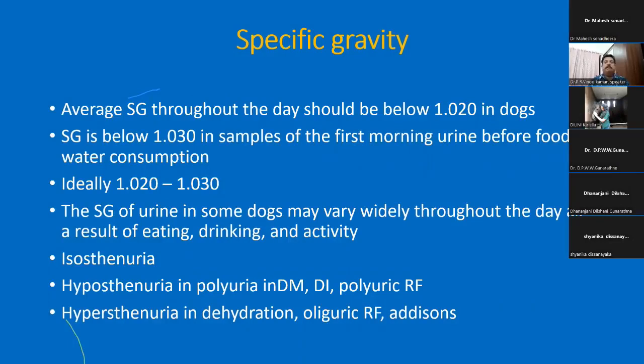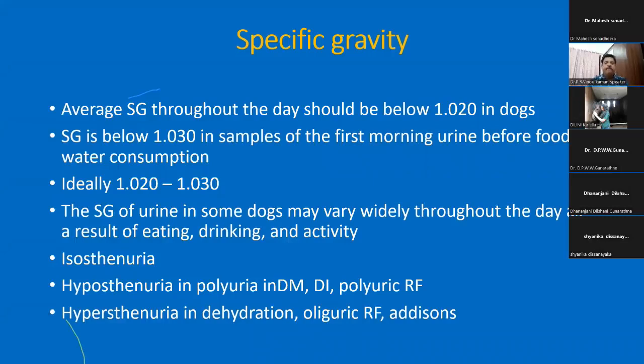If the specific gravity of the urine increases, we say it is a concentrated urine, as in oliguria. And if the specific gravity of the urine decreases, we say it is a dilute urine. It could be polyuria. And specific gravity of urine in some dogs may vary widely throughout the day as a result of eating, drinking, and activities.